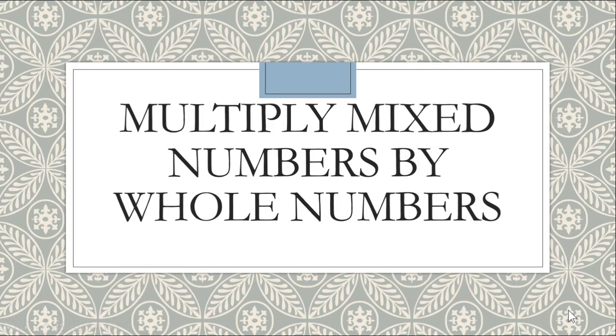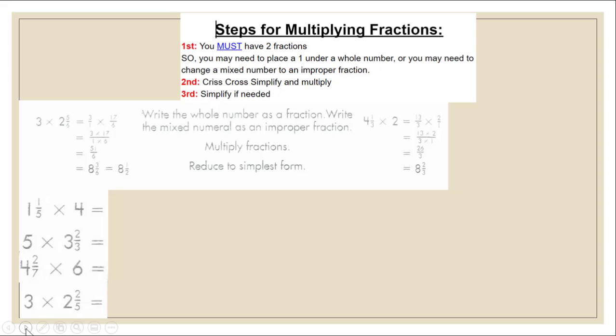Today we're going to multiply mixed numbers by whole numbers. So let's go over our steps for multiplying fractions. First, you must have two fractions. So you may need to place a 1 under a whole number, or you may need to change a mixed number to an improper fraction.